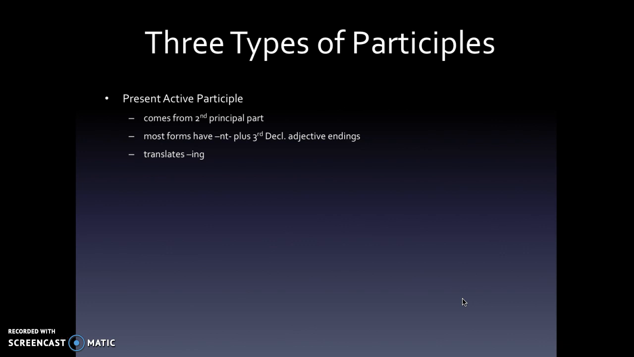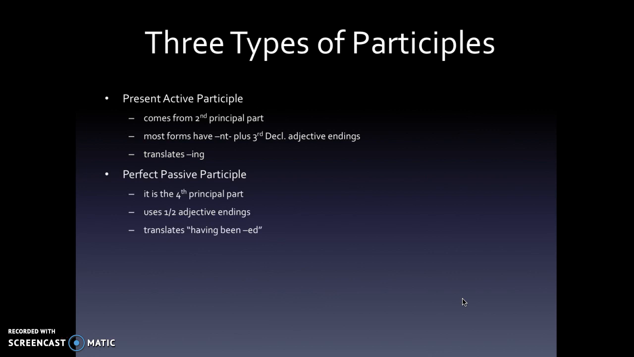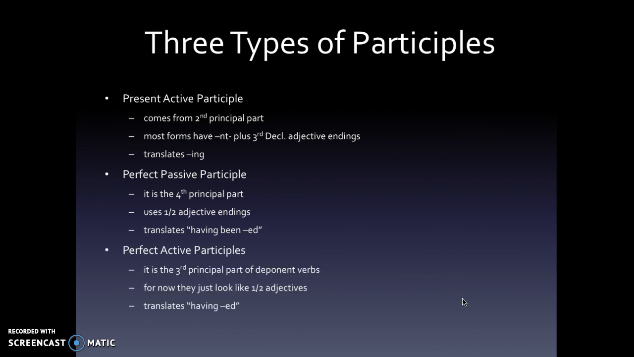In stage 20, we first learned the present active participle. It starts from the second principal part. Most of the forms have an nt plus your third declension adjective endings, and you simply translate it as ing, so running or jumping. Next, in stage 21, we learned the perfect passive participle. It's simply the fourth principal part, and it uses the 1-2 adjective endings. You translate it as having been verbed. And then in stage 22, we learned the perfect active participle. It is the third principal part of deponent verbs. Don't worry, that term is not going to be very familiar yet. For now, they just look like 1-2 adjectives, and you translate them as having verbed.